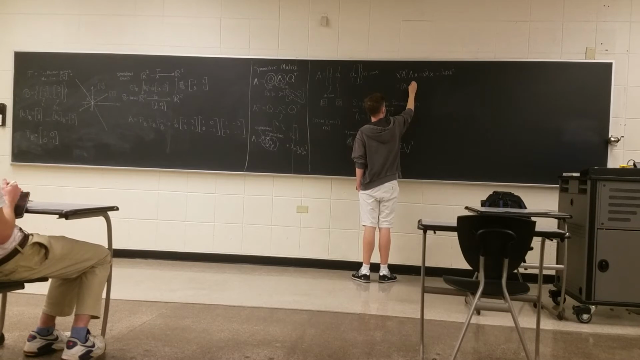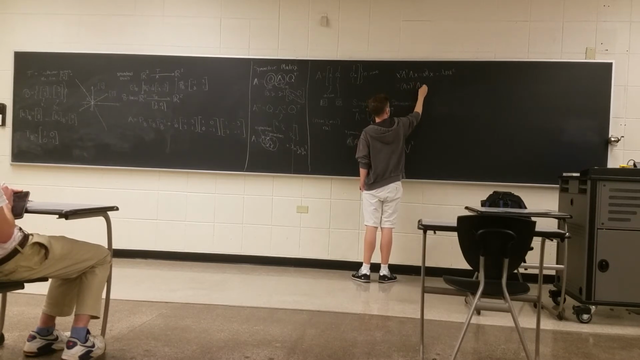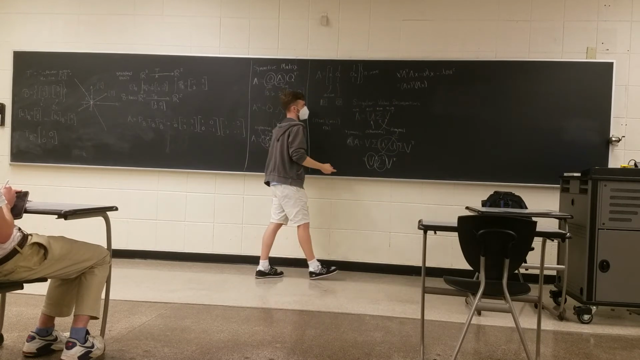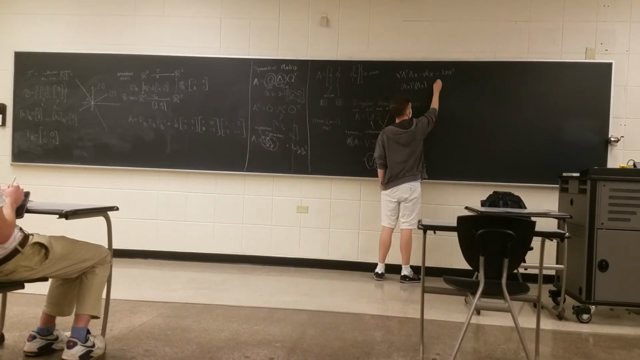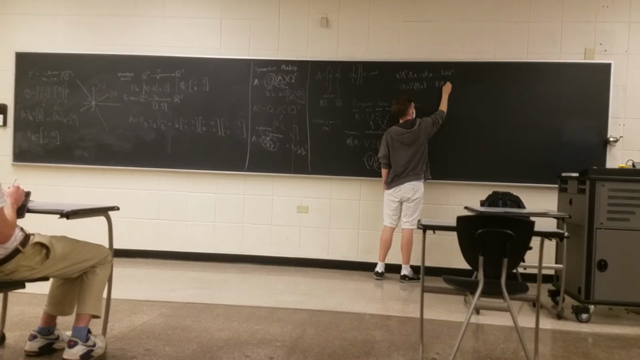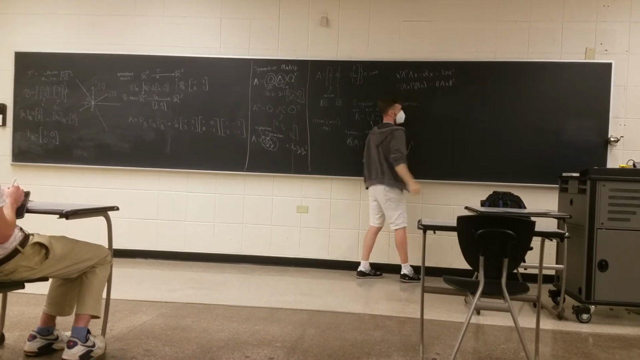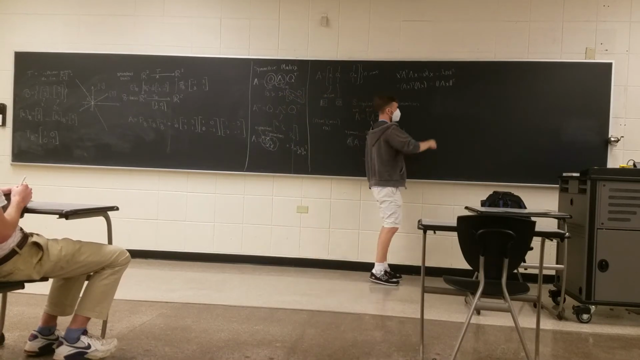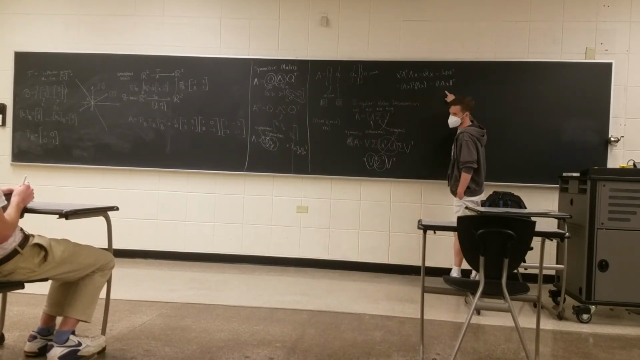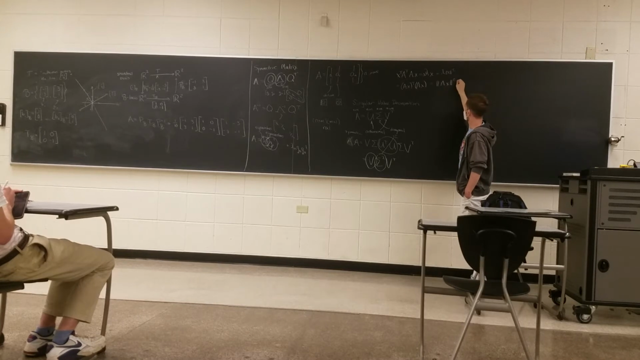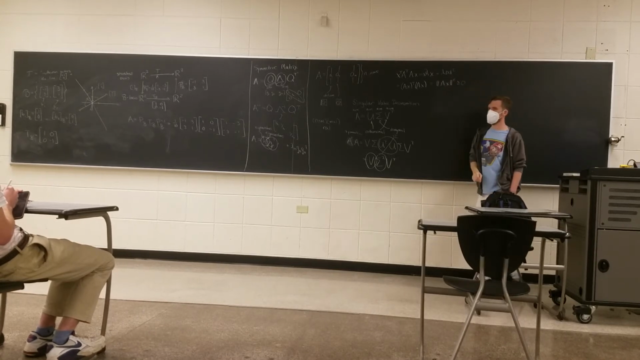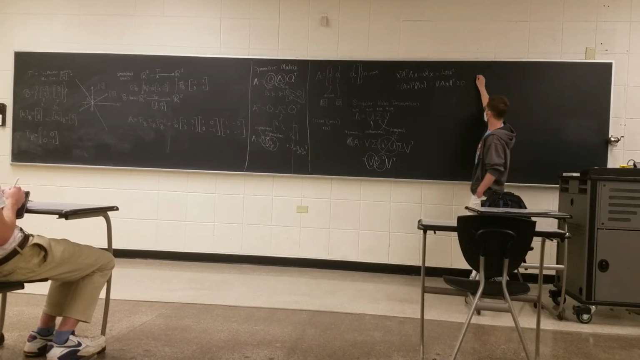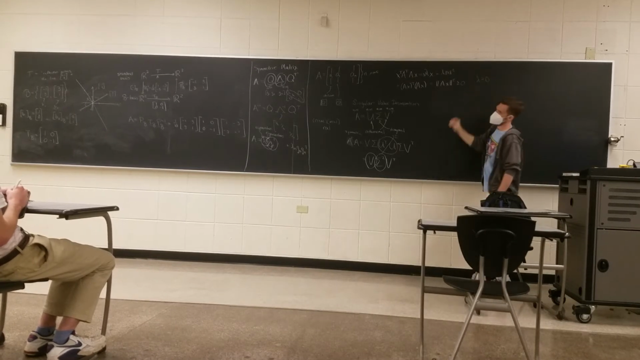So let me rewrite this as AX transpose AX. This is the dot product of AX with itself, which is the norm of AX squared. Well, this is the sum of squares, but we also know that the norm is always non-negative. So this is always greater than or equal to 0, which means that lambda is non-negative.